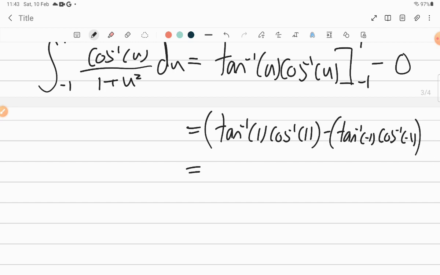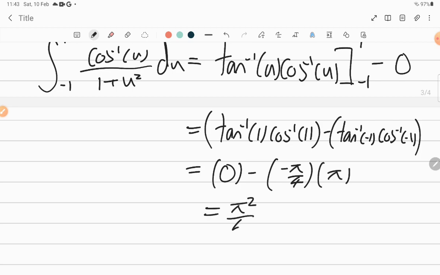Yeah, I just checked with my calculator, it's just 0, so this is 0, take away arctan of negative 1, which is negative pi over 4, times arccosine of negative 1, which is pi. So this gives us the same answer, pi squared over 4, like before.